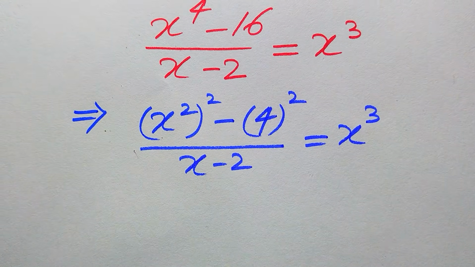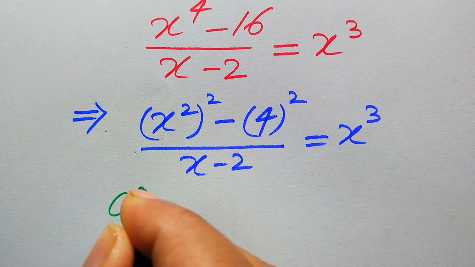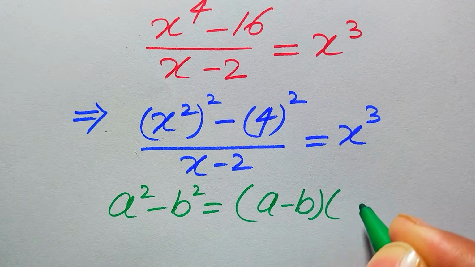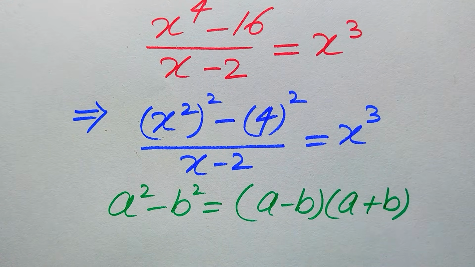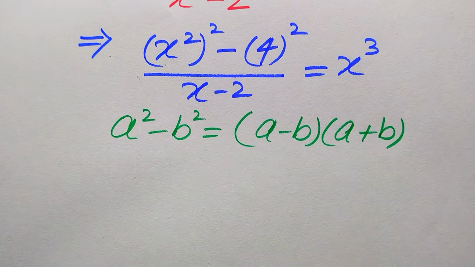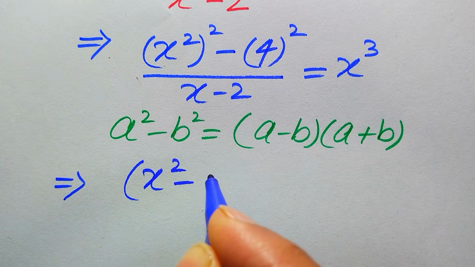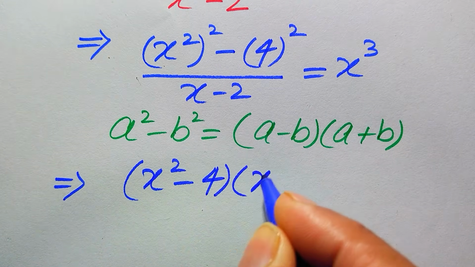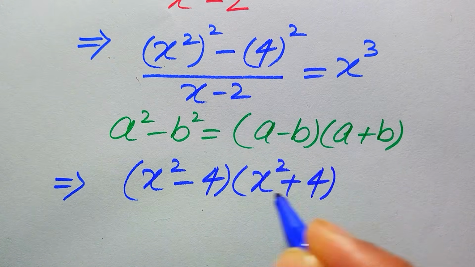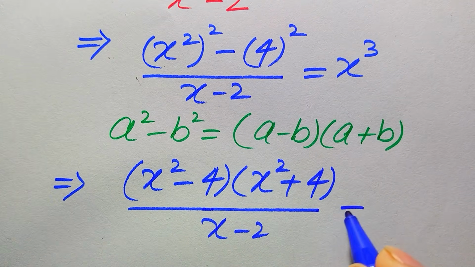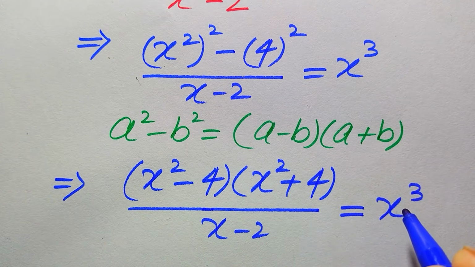And further, in the next step, we use the nice algebraic formula on the numerator term of the left hand side. You know about that: if we have a square minus b square, it equals a minus b times a plus b. According to this formula, we write our numerator term of the left hand side in this form. So this is (x square minus 4) times (x square plus 4), and it is divided by x minus 2, and this whole equation is equal to x cubed.